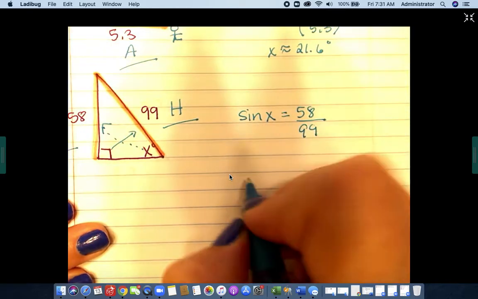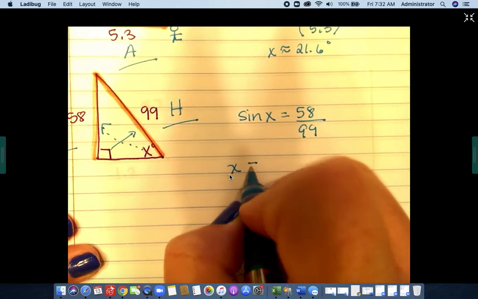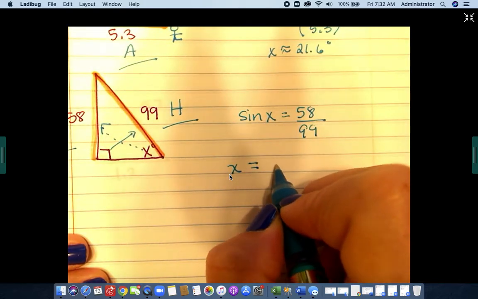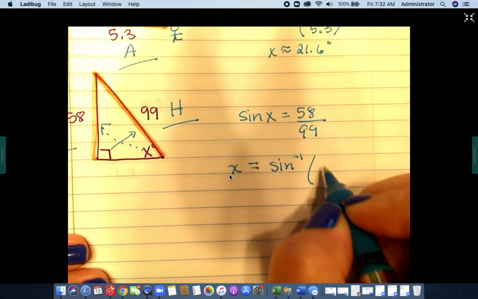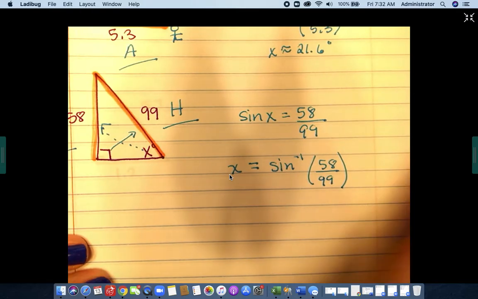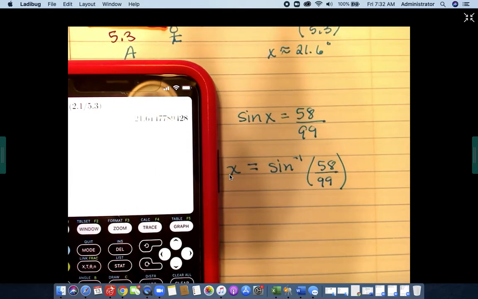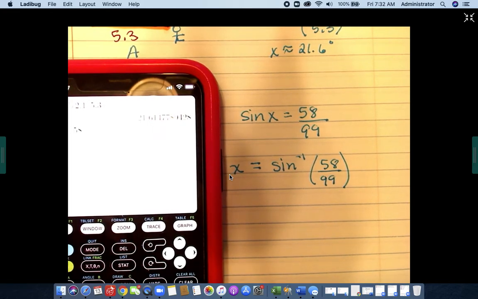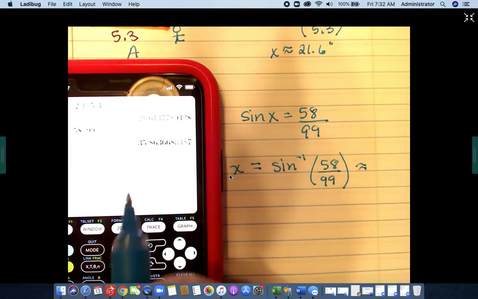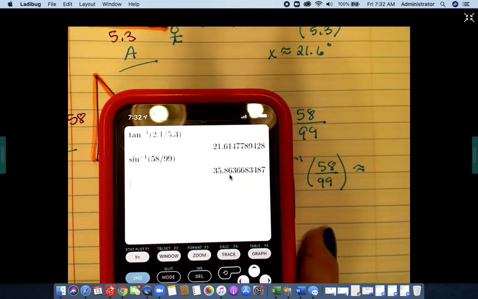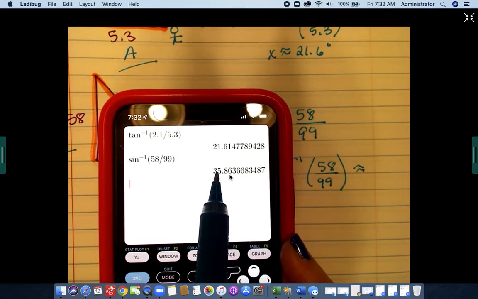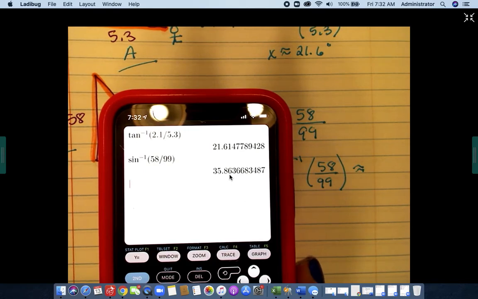But that means, again, when I'm solving, how am I going to type that in my calculator? I'm going to do the inverse operation to get x by itself, so inverse sine of my opposite over hypotenuse. And that's how I'll type it in. Second sine, 58 over 99. So I get approximately, and it said to the nearest degree. So if I've got 35.8, then that 8 is going to make my 5 round up. So that's going to be 36 degrees.